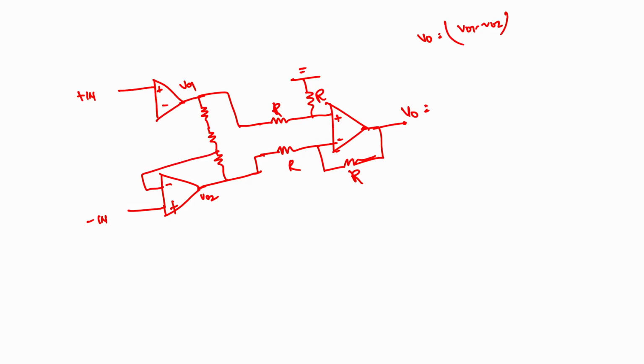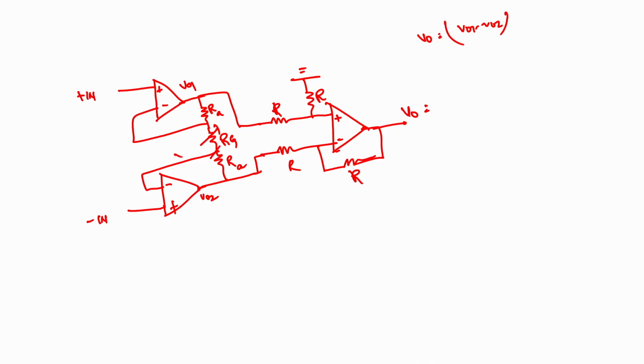This negative terminal will be connected at this point, and this negative terminal will be connected at this point. This RA I can consider, and this is nothing but RG. This RG is responsible for the gain that is required for the instrumentation amplifier. Since both the terminals, IN plus and IN minus, or the input voltages, are connected at the positive terminals of the operational amplifiers, the input impedance will be very high.